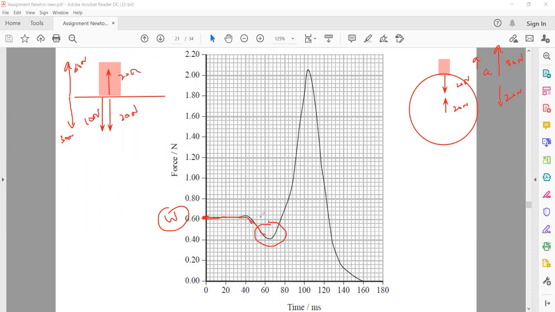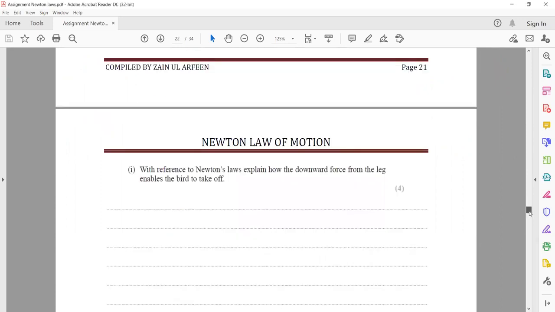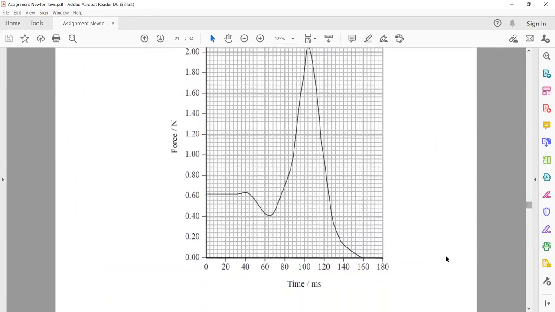So here the bird is still on the ground, but when it tries to push, why initially does the weight decrease here? Actually weight is not decreasing, but the downward force decreases. Why does the downward force decrease? Because as the bird tries to push the ground, the position of the center of mass changes. That's why for a short time interval the downward force decreases. But once it pushes the ground, as you can see, the downward force is increasing.